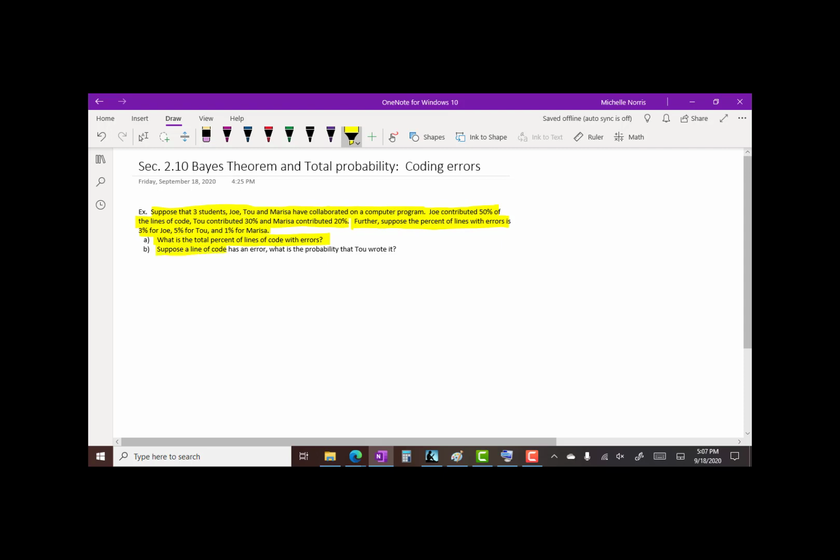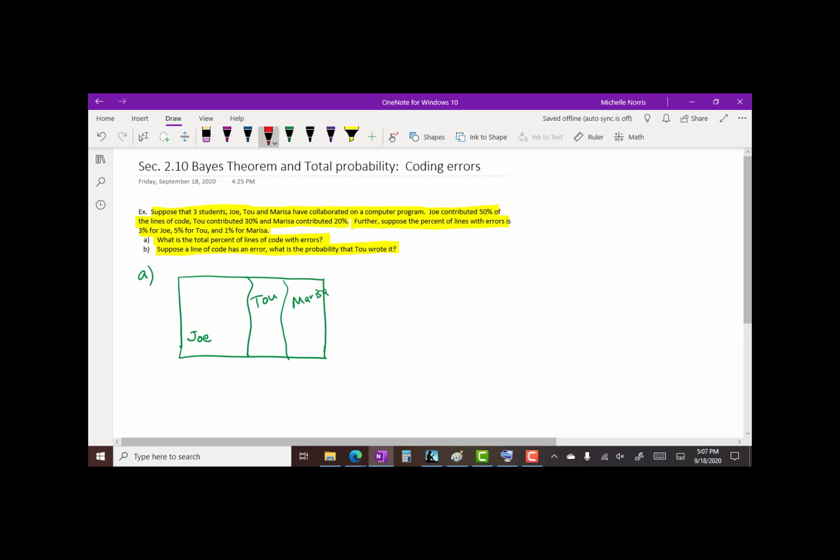Part B, suppose a line of code has an error. What's the probability that 2 wrote it? So let's go ahead and start on part A. In this problem, we can think of this computer program as being partitioned into lines written by one of these 3 people. There are the lines written by Joe, the lines written by 2. Actually, Joe wrote a lot more lines, so we make his part bigger. Then the portion written by 2 and the portion written by Marissa.